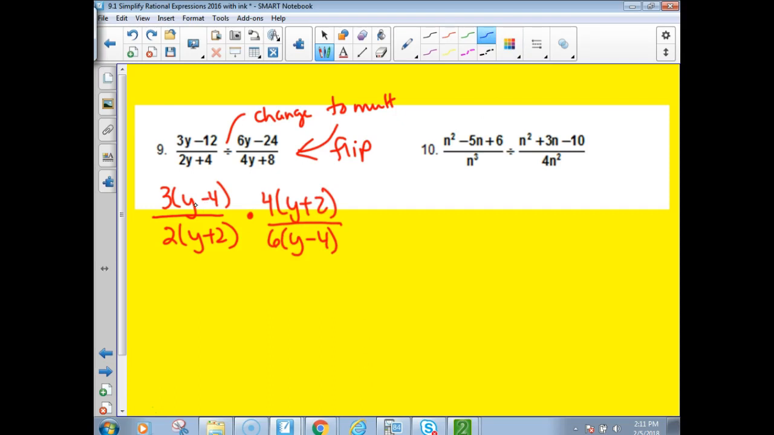Start looking for things to cancel. Y minus 4s, y plus 2s. Oh my goodness, I think there's even more. 3 goes into 3 once, and 3 goes into 6 twice. Well, I have 4 on the top and 2 times 2, which is 4 on the bottom, so this whole thing is equal to 1.